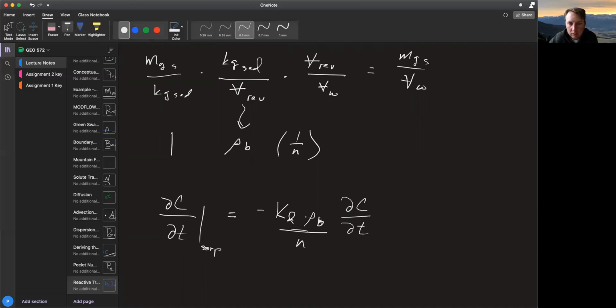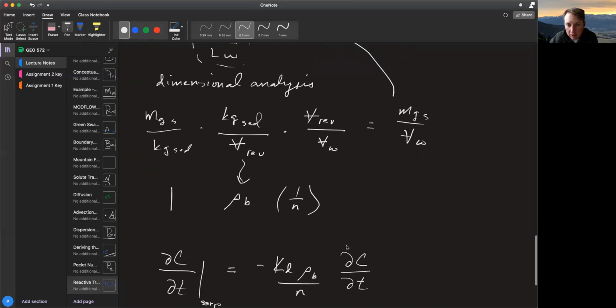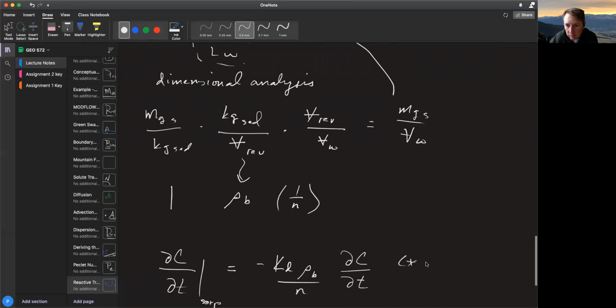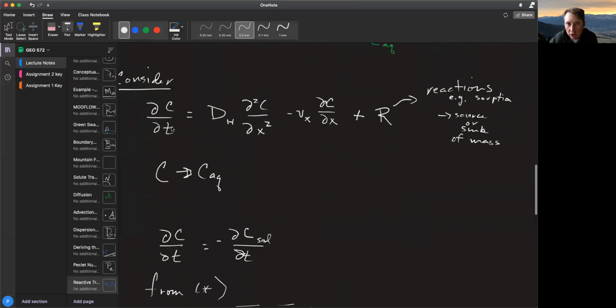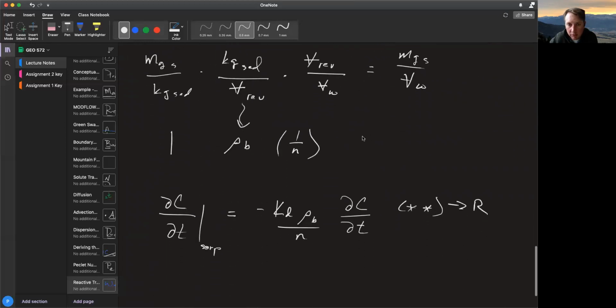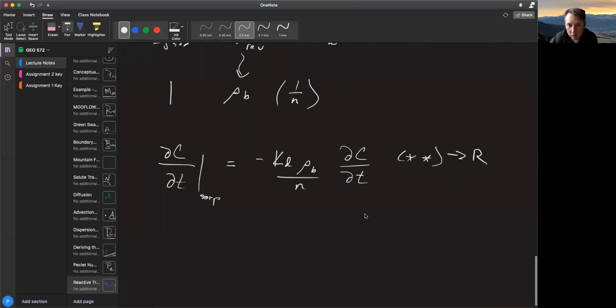Let me redraw this because that doesn't look good. KD rho B over n times dC/dt. Now this is in the correct units and can be put in for R. So a transport equation that considers advection, dispersion, and sorption can now be written by including this term for R.